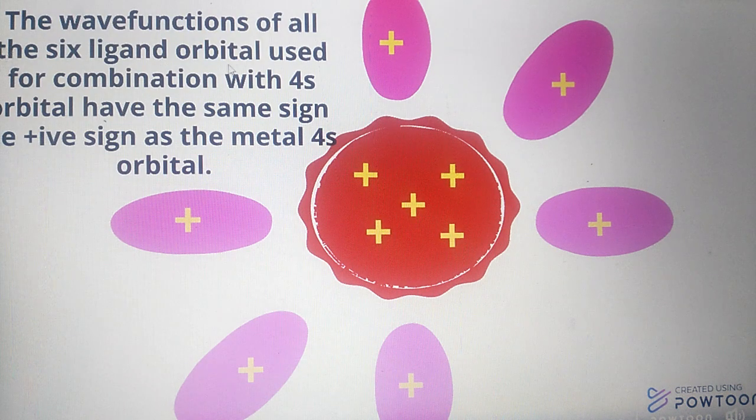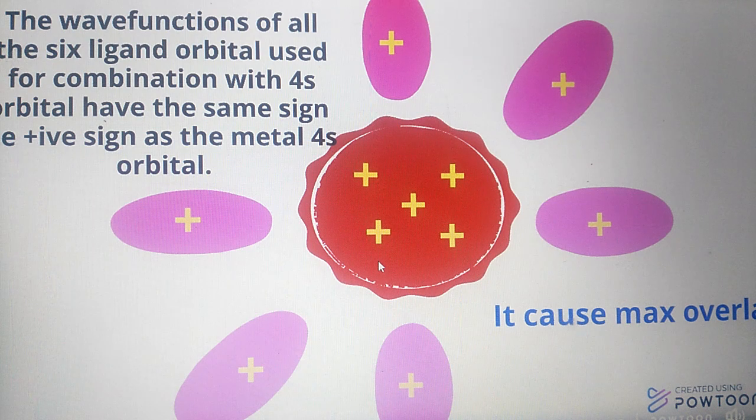The wave function of all six ligand orbitals used for combination with the metal s orbital have the same sign, that is, positive sign, as the metal s orbital. So it causes maximum overlap. The more the overlap, the more the stability, the less the energy of the s orbital. That's why in the MO diagram or in ligand field theory, the energy of the s subshell is lower in all orbitals, because of maximum overlap, because of the same sign.